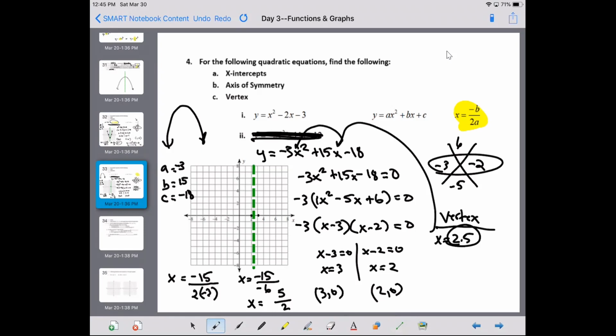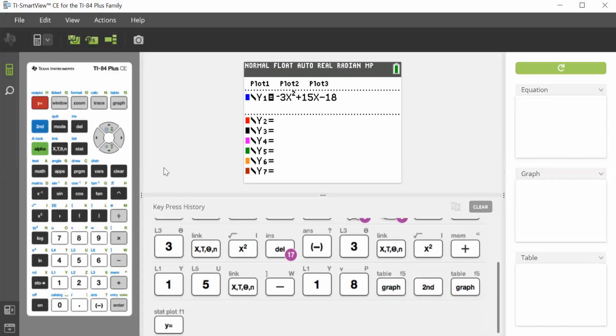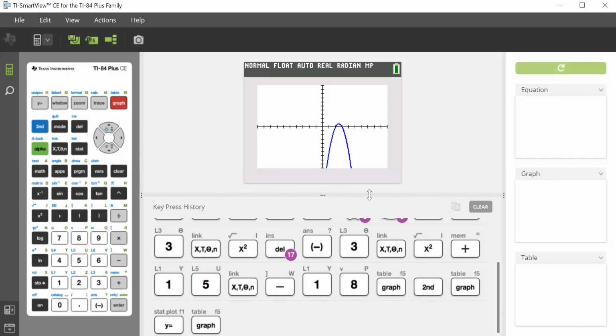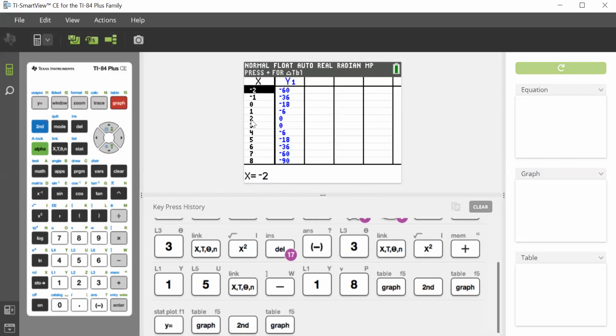I always encourage the students at this level, you can use a graphing calculator, and then they can pull the points from the technology. So I'm going to go back and go to the Texas Instrument here. I've got -3x squared plus 15x minus 18. I'm going to graph it. You're going to see it starting to look exactly like what we had on our graph. If I go to second graph, I'm also going to see the two intercepts that we found at (2, 0) and (3, 0). But I don't see 2.5.